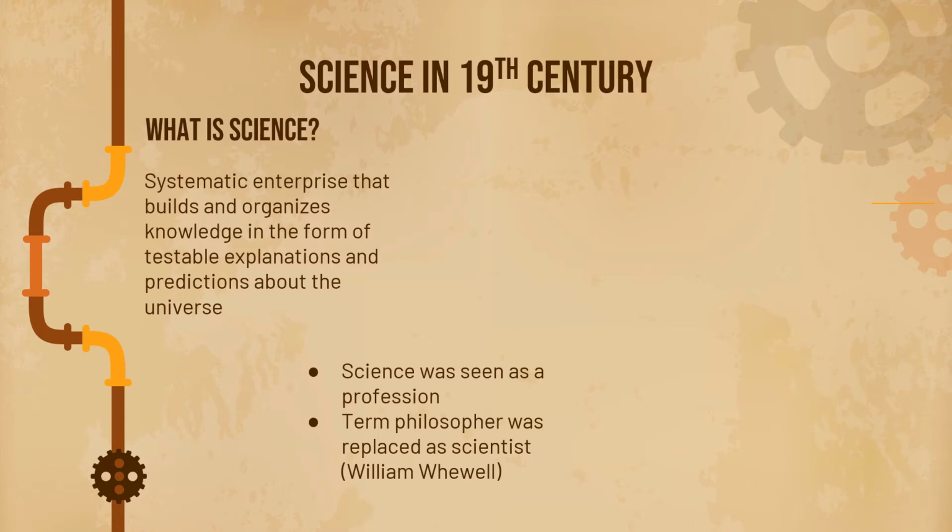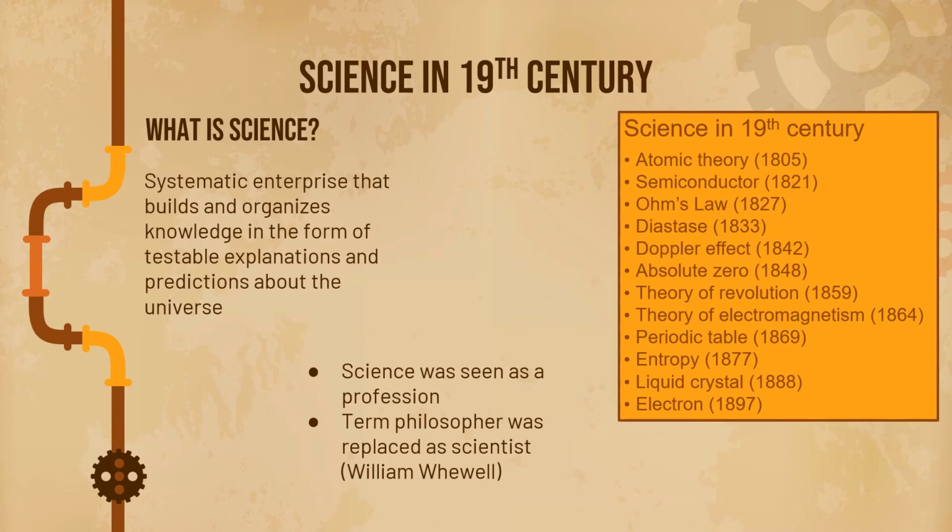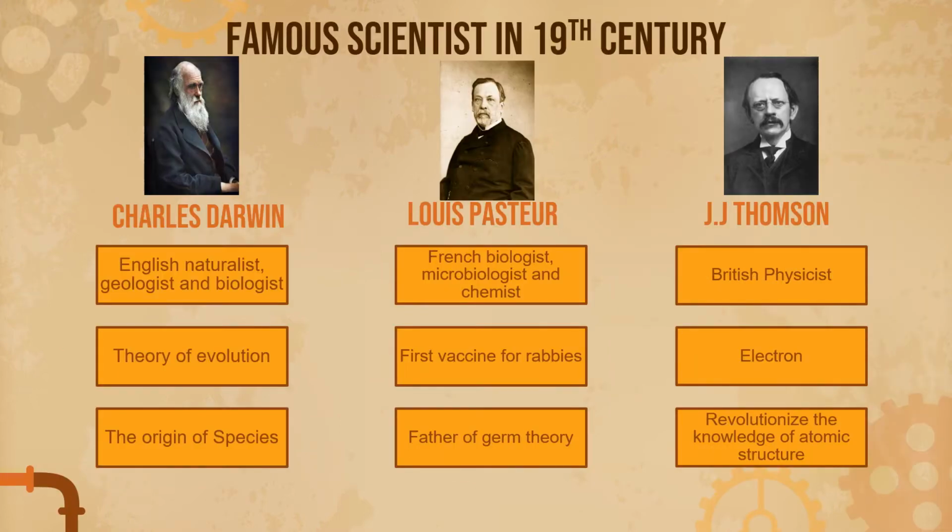So here are the science discoveries in the 19th century. As we can see, there are a lot of science discoveries that help us in our daily life today, for example, the atomic theory, Ohm's law, and the periodic table. These are some of the famous scientists that contributed to science during the 19th century.